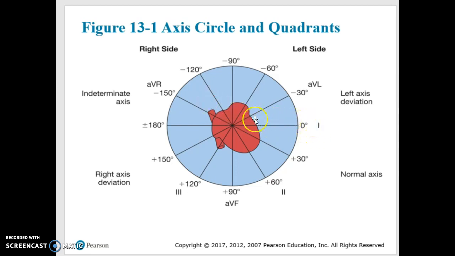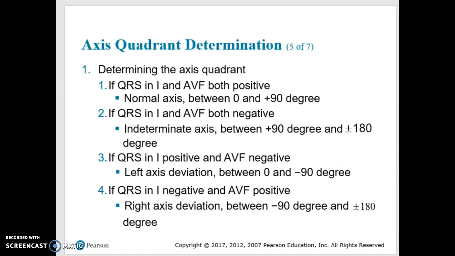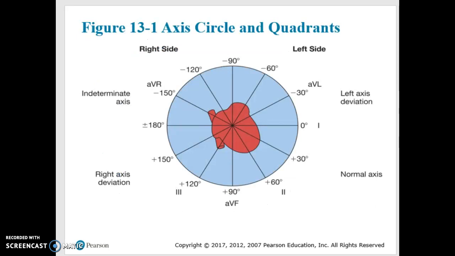So we're going to work off of lead 1, which is here, and we're going to work off AVF, which is here. So flipping over to this slide, the first one says, if QRS in 1 and AVF are both positive, then you have a normal axis between 0 and positive 90 degrees. So with that being said, I want to flip back and show you this. If the QRS in 1 and AVF are both positive, so let's first look at 1.